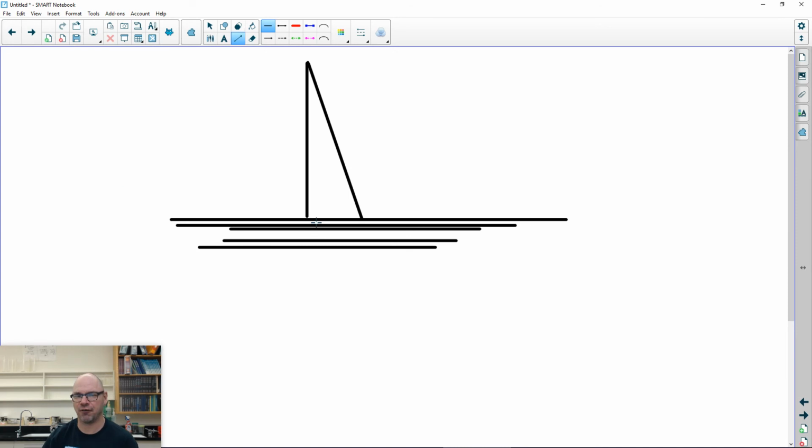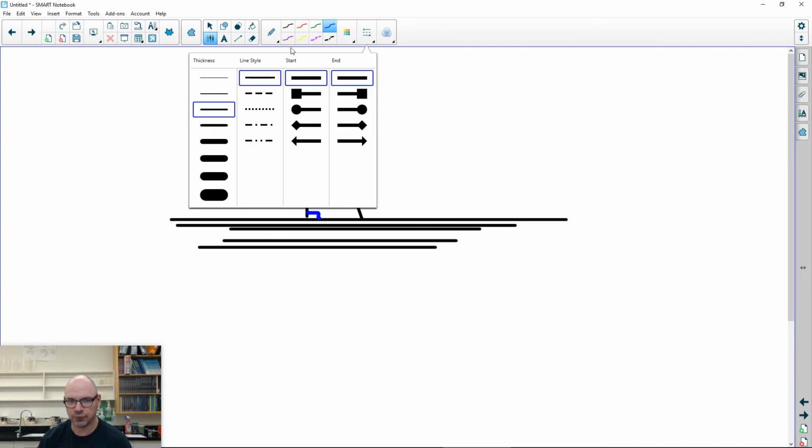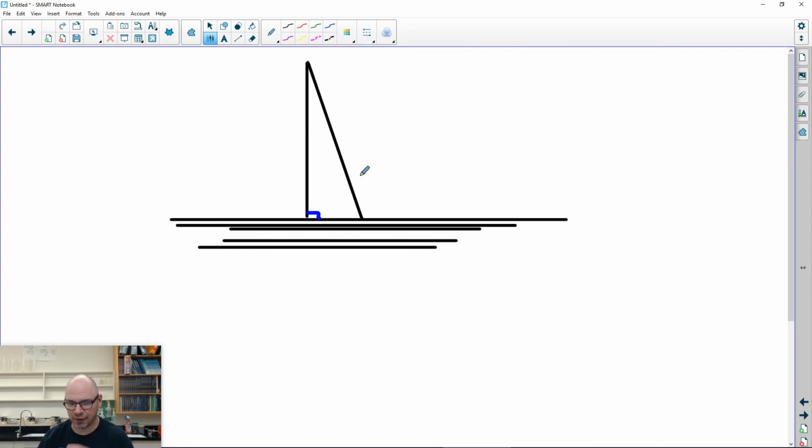Okay, there's our ground. There's our wire. Pole is right there. Let's label it so we can tell what everything is. Okay, this is our 90 degrees here. And it's telling us that this is 9 feet, and that this angle is 71 degrees. And they want to know the height of the pole, x.